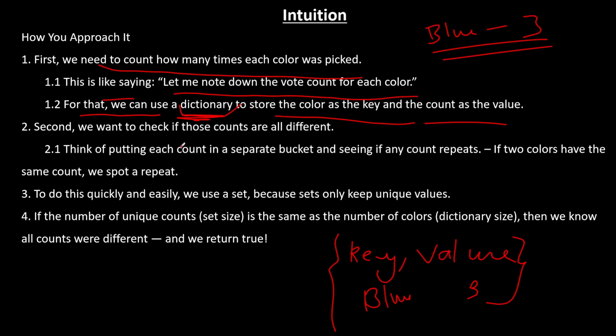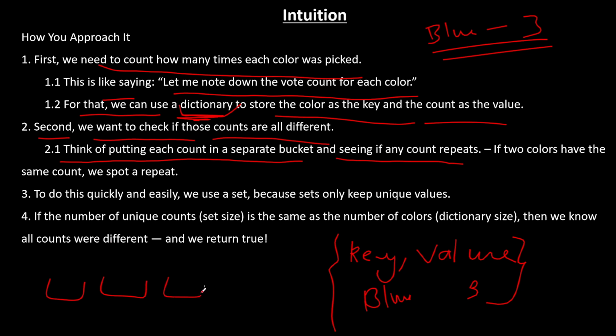If you can recall, we all know the data structure in Python which stores the unique values in it. If you are not able to recall what it could be, we want to check if those counts are all different. Think of putting each count in a separate bucket and seeing if a count repeats. There are multiple buckets and we are storing all the unique counts here. And if a count repeats, for example, here a count of two is there, and another count of two is there, we spot a repeat case in that scenario.